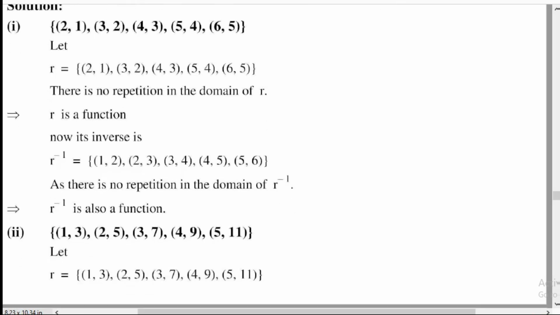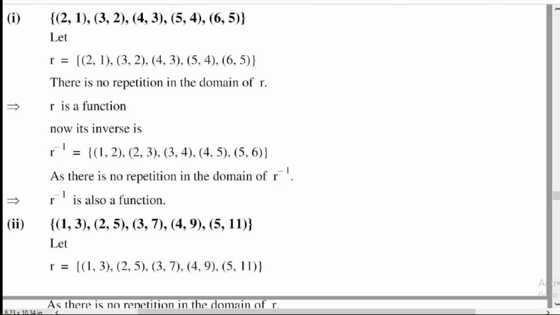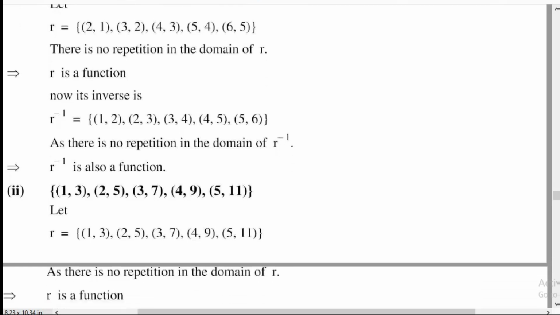Part number 2, that is {(1,3), (2,5), (3,7), (4,9), (5,11)}. Let's suppose R is equal to {(1,3), (2,5), (3,7), (4,9), (5,11)}. There is no repetition in the domain. The first element of an ordered pair is known as the domain: 1, 2, 3, 4, 5, that is the domain.